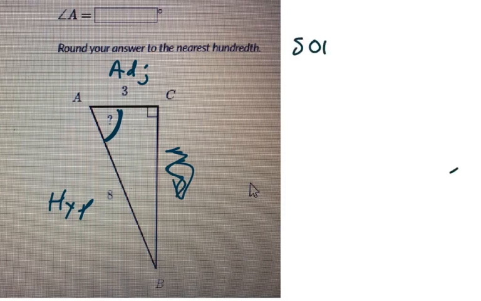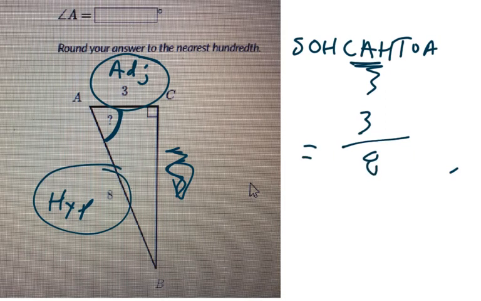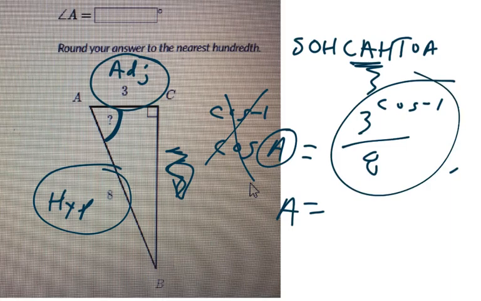According to some old hippie caught another hippie tripping over apples, I am going to use cosine, right? Because I have the adjacent 3 over the hypotenuse 8. And that, of course, is the cosine of our angle A. Adjacent over hypotenuse, right? Now what? Well, we're going to do the cosine inverse on both sides, because that gives us angle A equal to that. Let's go to our calculator.